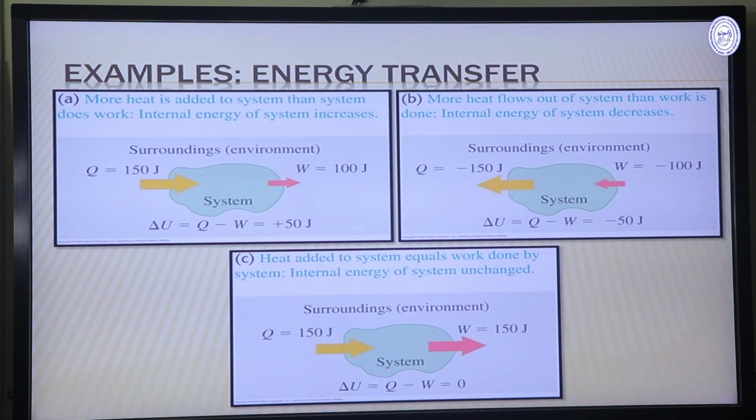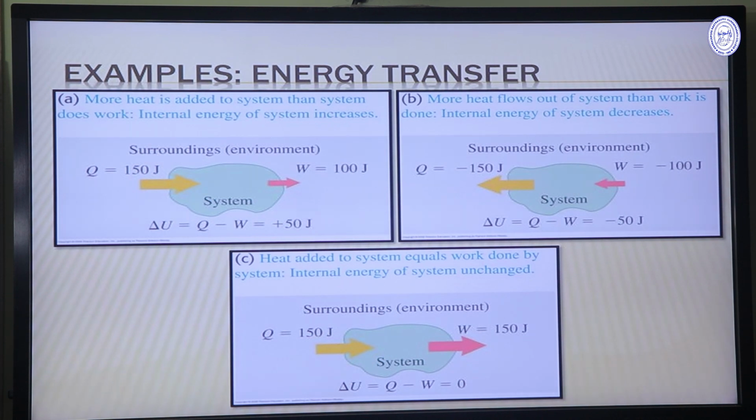Now coming up to the second part, or the second diagram, that is, if more heat flows out of the system. So here it is an exothermic process. The system is liberating energy, the heat. So Q is equal to minus 150. If the system is taking heat, it is an endothermic process. It is denoted with a positive sign. So it's written in the first diagram A as plus 150 joules. And if the system is releasing heat, it is an exothermic process. So the value or magnitude of Q is written as minus 150 joules.